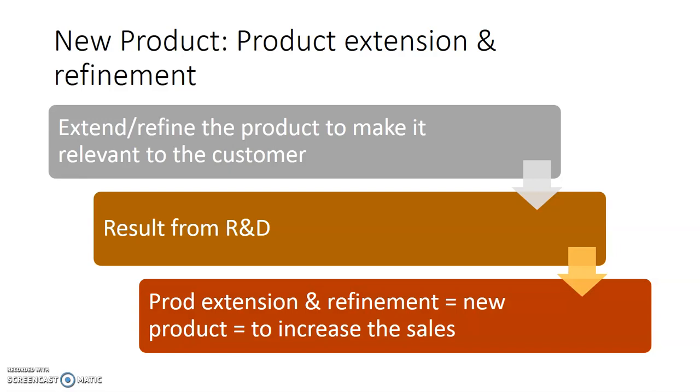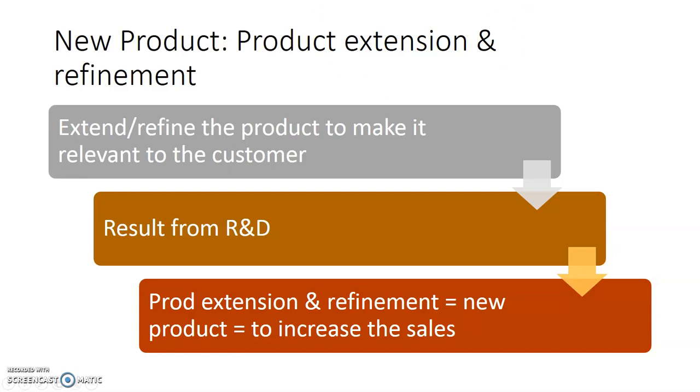Product extension is where, for example, you make a smart TV. Previously you watched TV, but now you extend the usage of the TV. Now it becomes a smart TV. You can connect to the phone, you can do your work there, and you can have Wi-Fi. And you refine it. The TV becomes higher quality, lighter, wider, and cheaper due to the efficiency in the production. Now when you change that, the TV becomes more relevant to the customer.